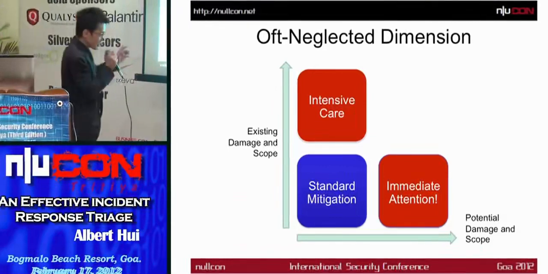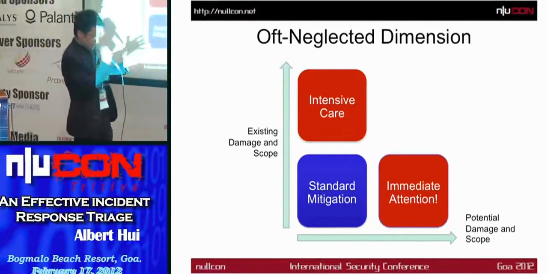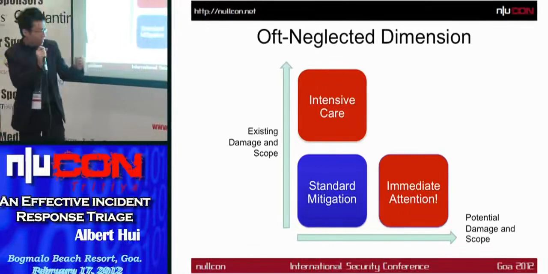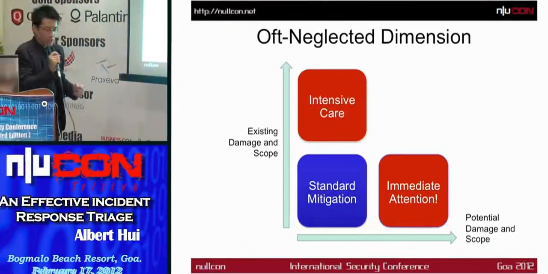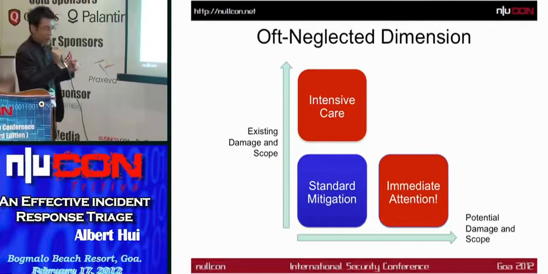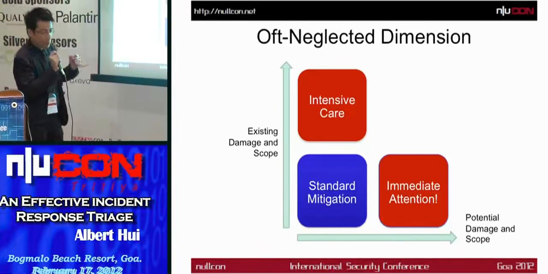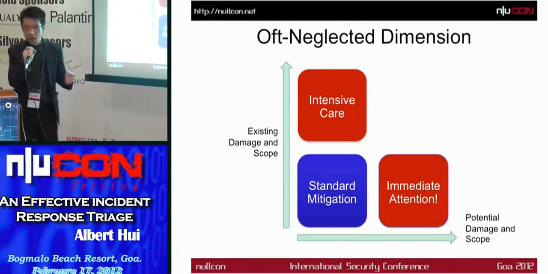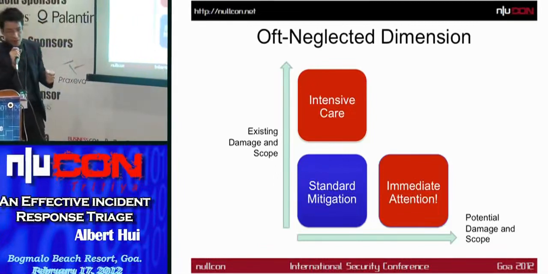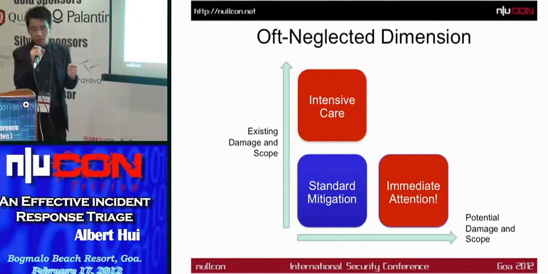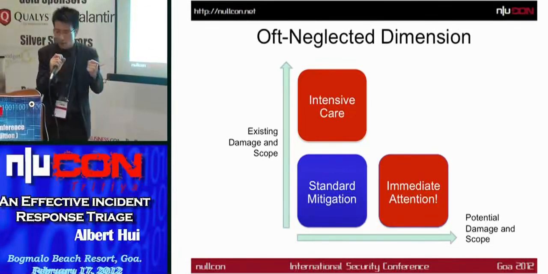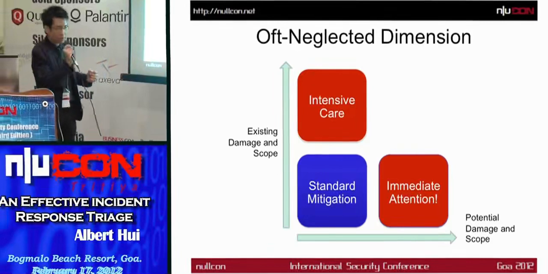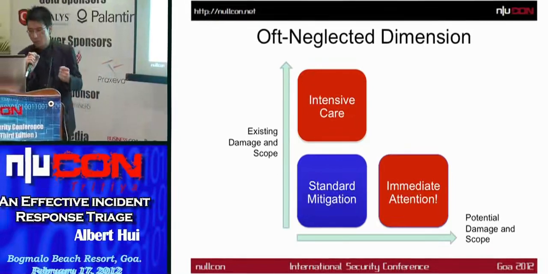And I argue that threats that have more potential to cause further damage are actually more resource demanding. They warrant even more resources than the damage that has already been done. So I'm saying the potential for further damage is of more critical value to consider than the damage that has already been caused.